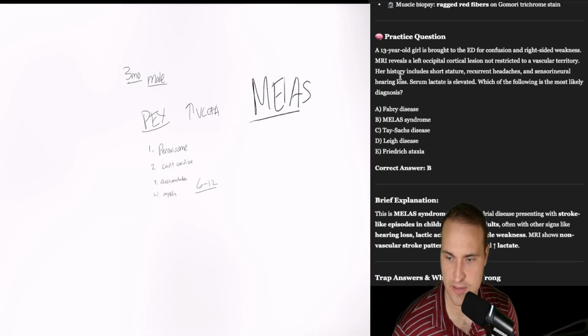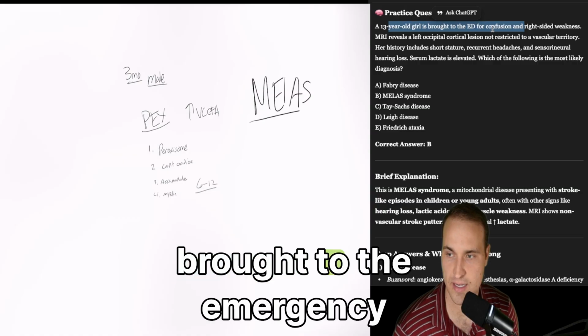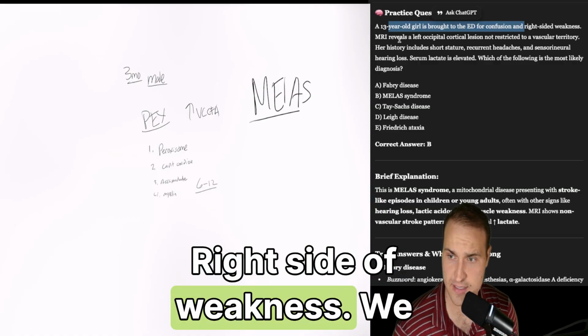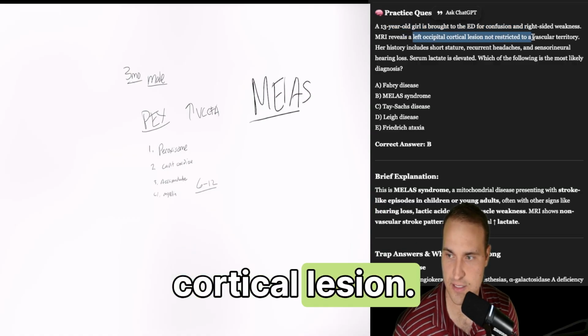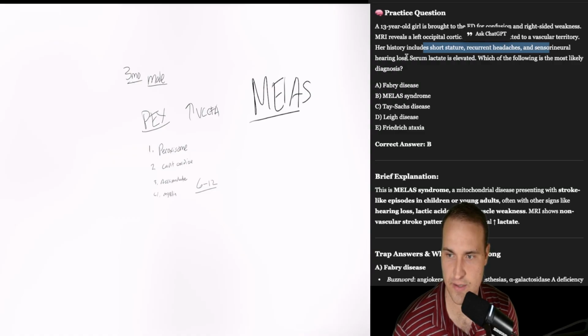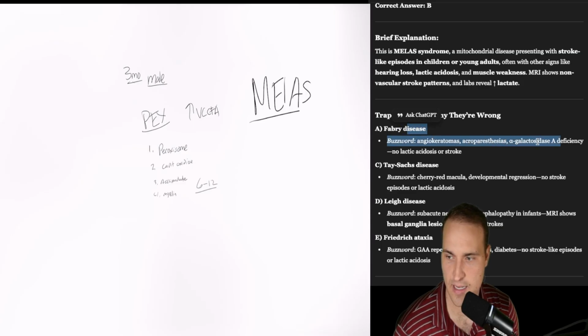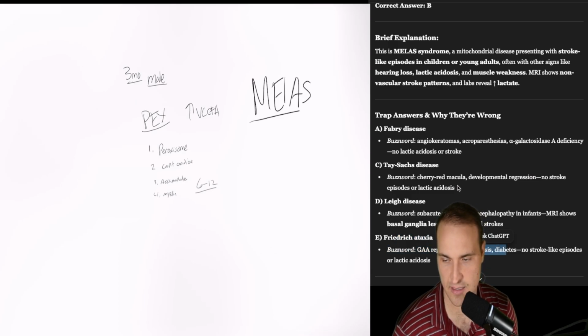Practice question: a 13-year-old girl was brought to the emergency department for confusion and right-sided weakness. We have a left occipital cortical lesion. Her history is short stature, sensorineural hearing loss. Serum lactate is elevated. What's the diagnosis? MELAS syndrome. Stroke-like episodes in children are seen with hearing loss, lactic acidosis, and muscle weakness. Fabry would have angiokeratomas, alpha-galactosidase. Tay-Sachs, cherry red. Friedreich's ataxia has the GAA repeat, ataxia, scoliosis, and diabetes, not lactic.